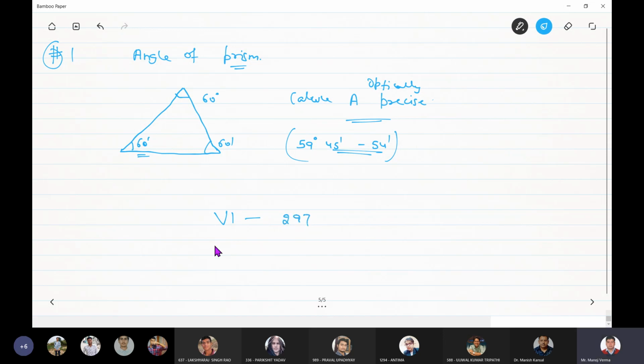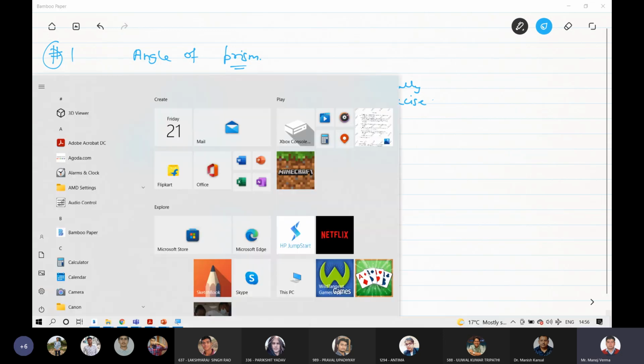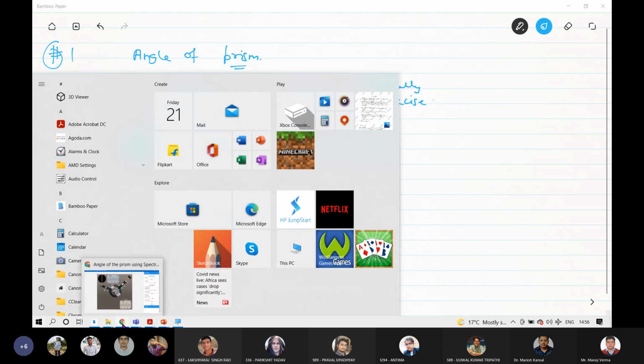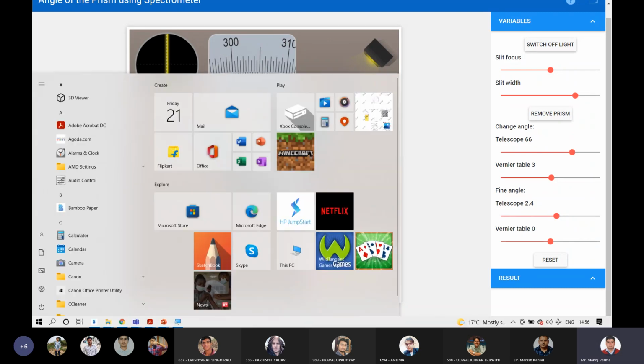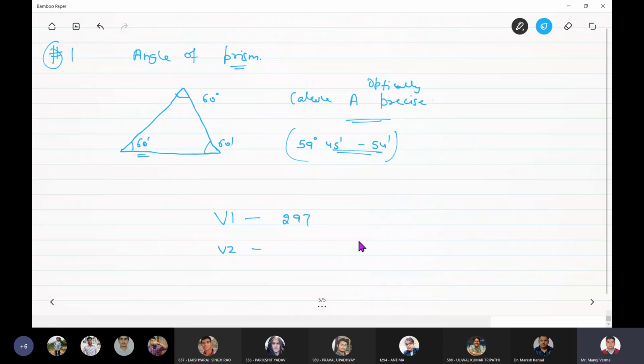Okay. Similarly, I also want to find the observation on vernier scale 2. And on vernier scale 2, it will be 119, 118, 170. Right? It is 170. Okay. I will call this position 1.